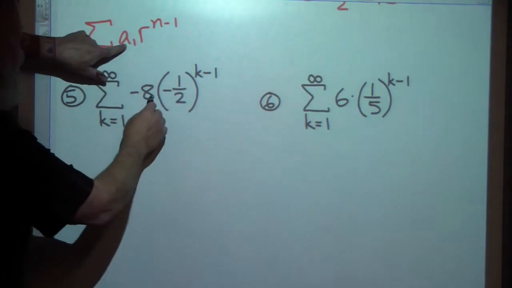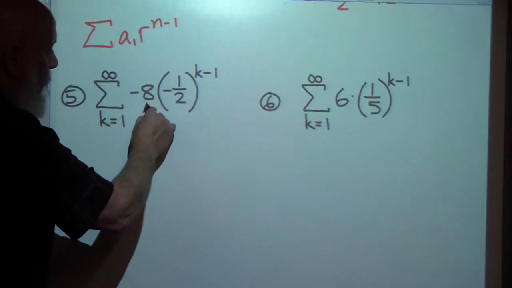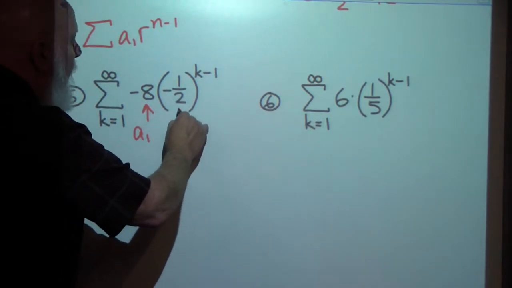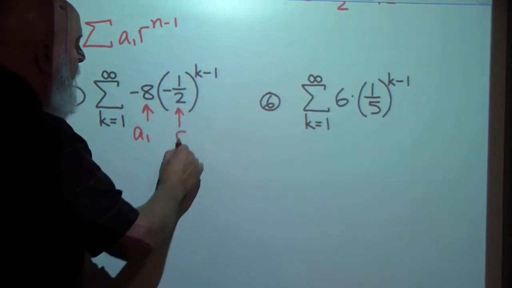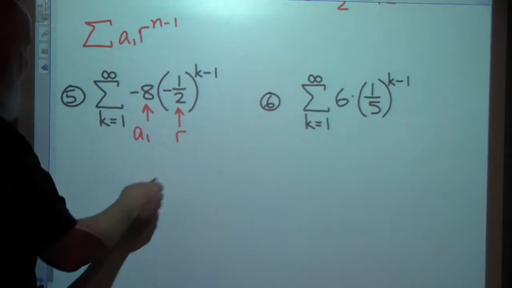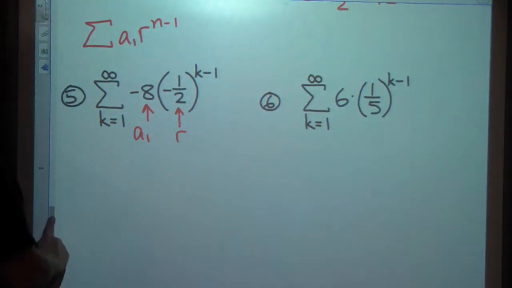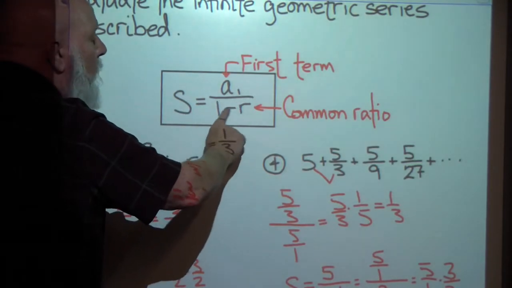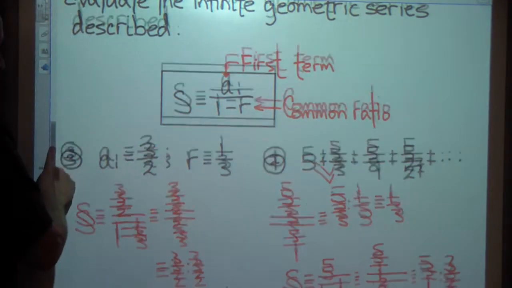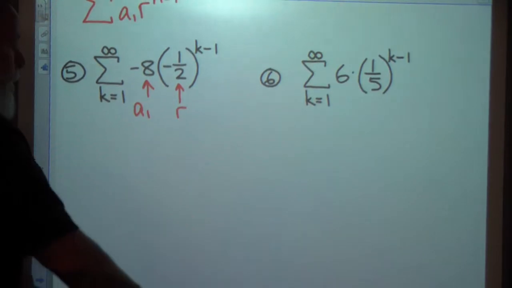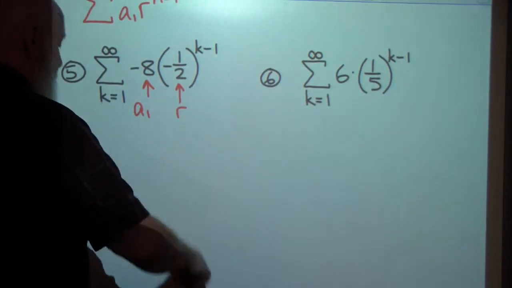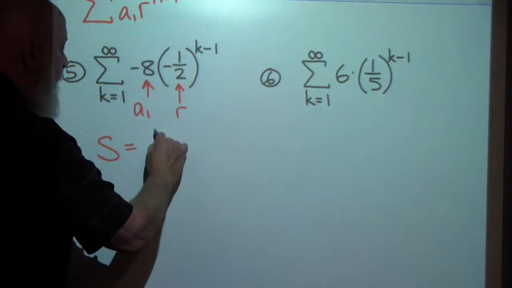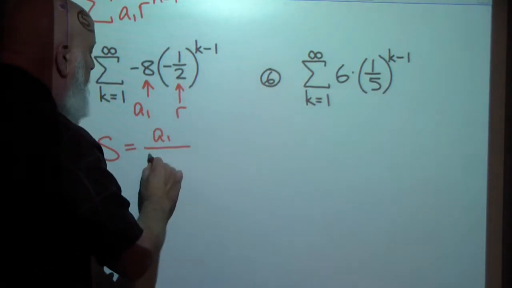So I'm looking at the first term. This is a sub 1 right here. This is r right here. So I've got everything I need to plug into my formula, a sub 1 divided by 1 minus r. I've got that. I'm going to be using this formula. I'll write it down. The sum in general form is a sub 1 over 1 minus r.